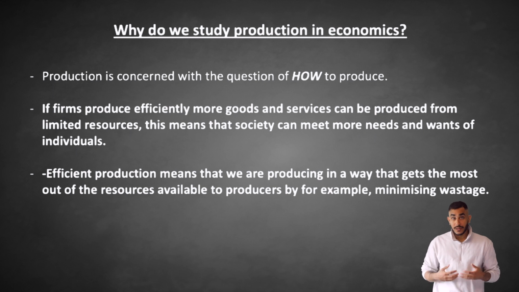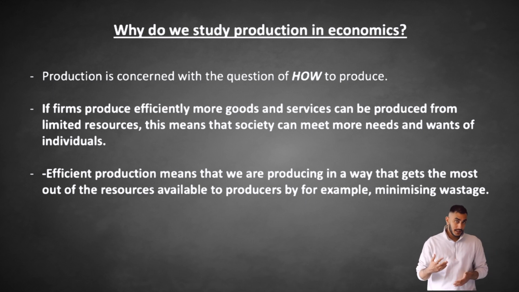If producers are efficient in producing, they are getting the maximum possible output of goods and services out of the factors of production that they employ. For example, if McDonald's is efficient in their business, they are able to produce as many burgers, chips, apple pies as they possibly can from the land, labor, capital and enterprise that they have within the firm. So, let's learn about production and productivity.